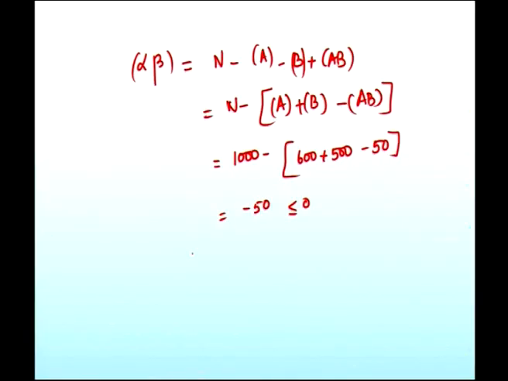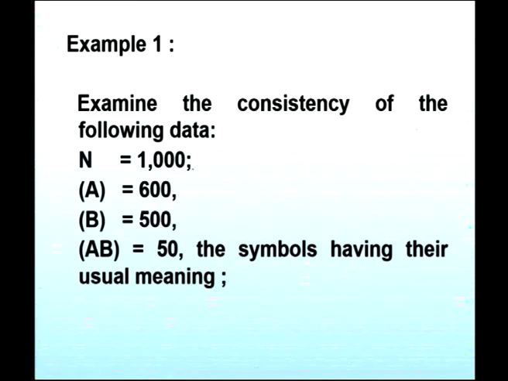Therefore, the given data is not consistent. The given data is inconsistent since you have alpha beta less than 0. The data is inconsistent. That is the conclusion we can arrive at for the data given. Now, you can see what is wrong with the data given in the question.